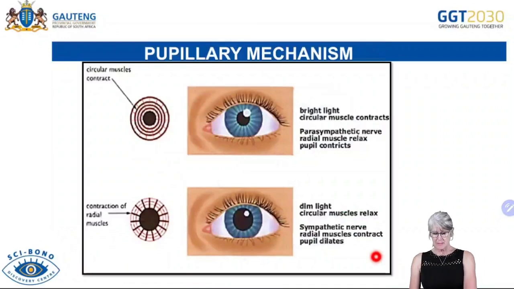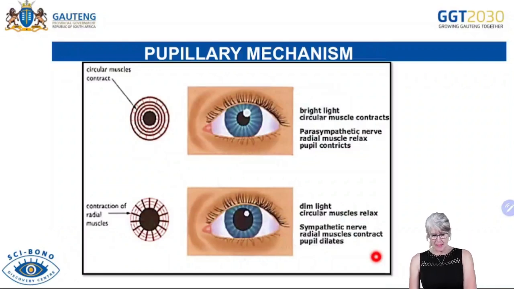Right, let's have a look quickly at pupillary mechanism. And pupillary mechanism is the pupil of the eye that is able to either dilate or constrict because it regulates, or it's not actually the pupil that does it, it's the iris that causes the pupil to dilate or constrict, and that regulates the amount of light that is entering the eye. Remember, we don't want too much light entering the eye because it can damage the retina. The retina is a very delicate tissue layer.